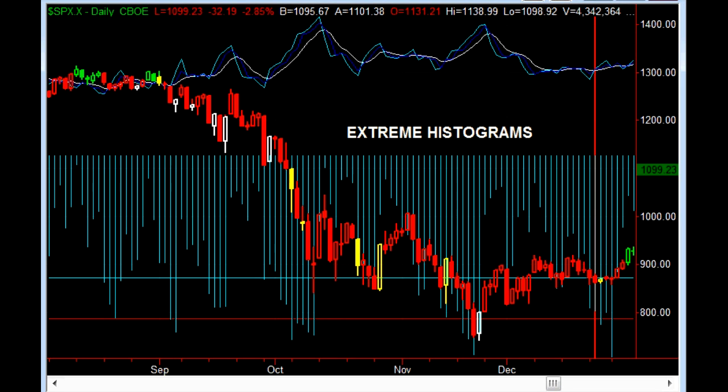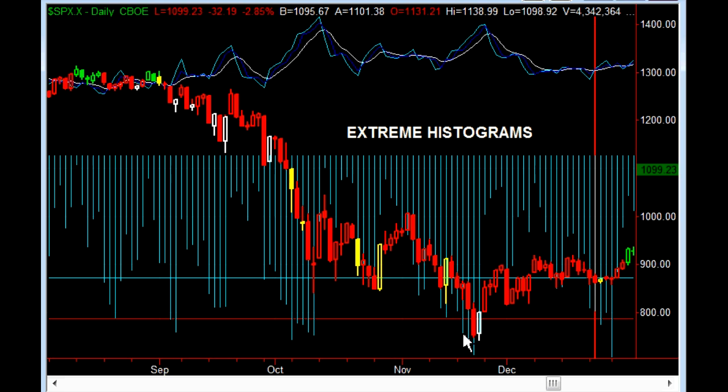And let me go to a more updated chart here. And this is a close-up of the same period of the extreme histograms. And what we look for is a simple breach of this red line here, which happens to be at a -60 reading, and the cyan line here, which is a -50 reading. Now, each of these gives us a little bit different clue as to what we're looking for in a market condition.